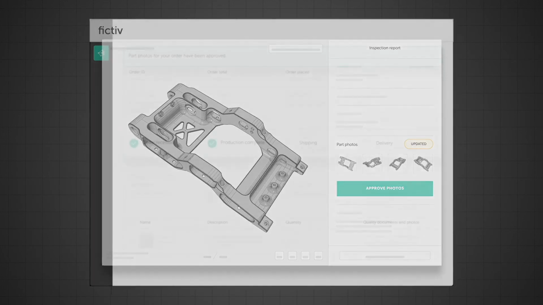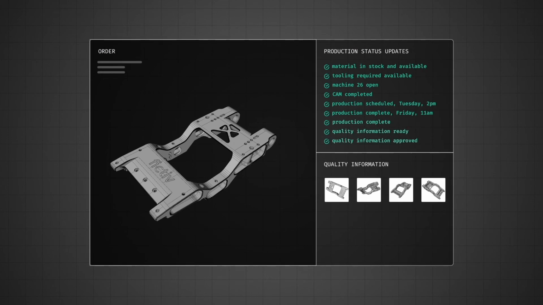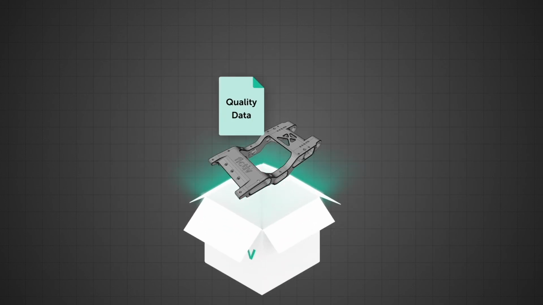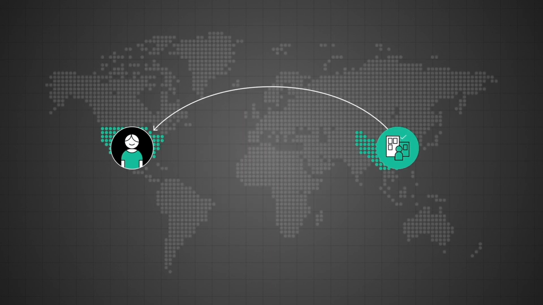To ensure conformance to requirements, each manufactured part is reviewed by a Fictiv supplier quality engineer. The result? A cloud-based supply chain for custom parts operating at 1/10 the cost and 10 times the speed, delivering complete transformation to your product innovation workflow.